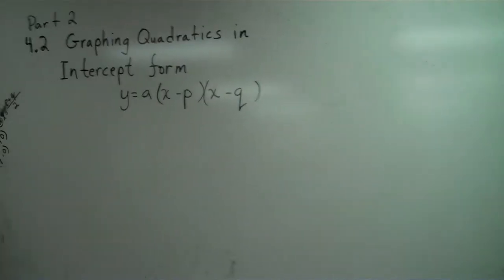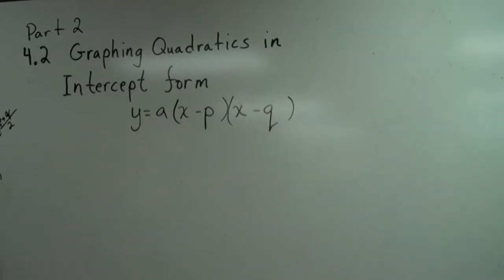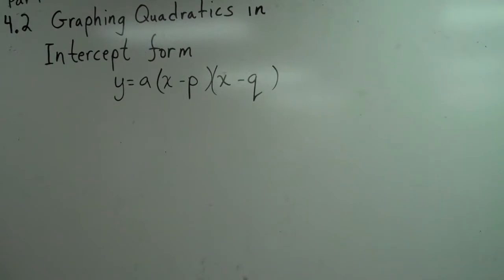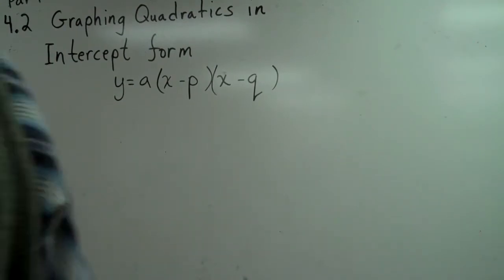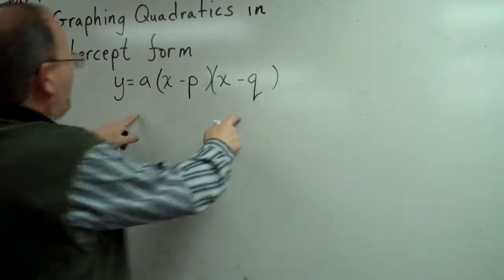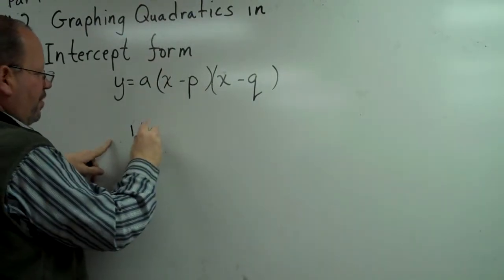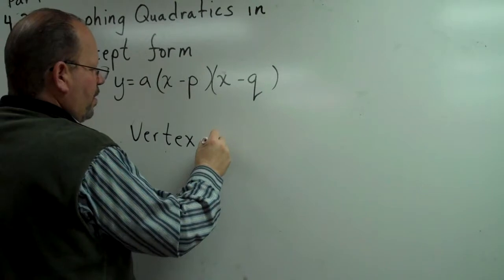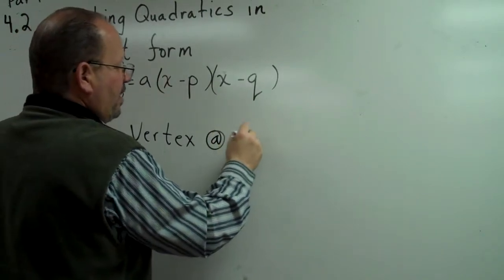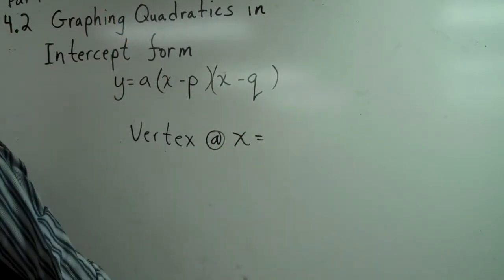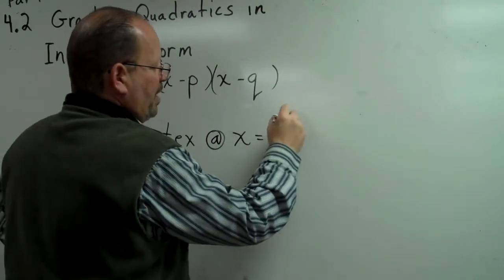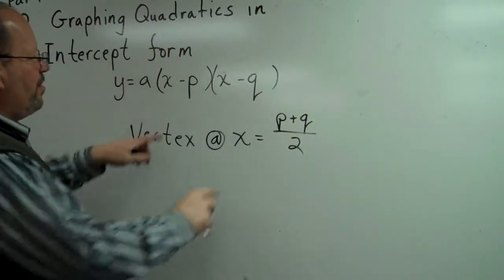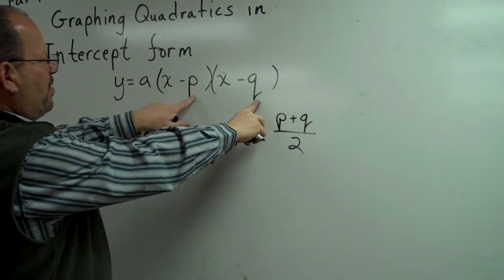Alright, and let's look over here now. Our vertex, we have another formula, is at x equals p plus q over 2. In other words, it's right in the middle of these two places.